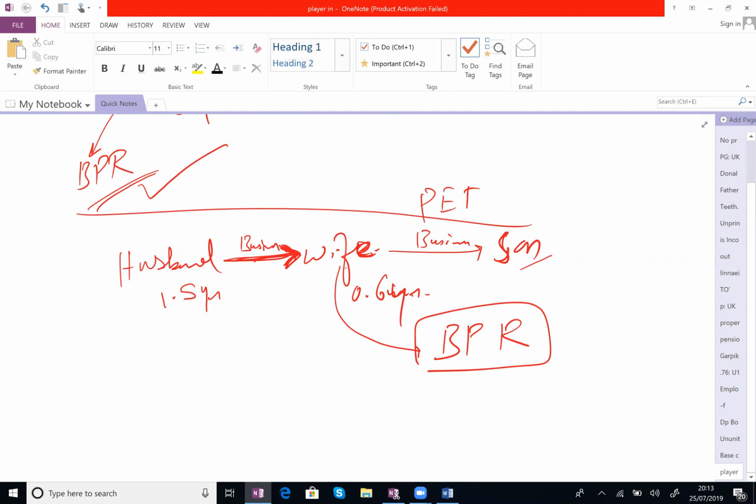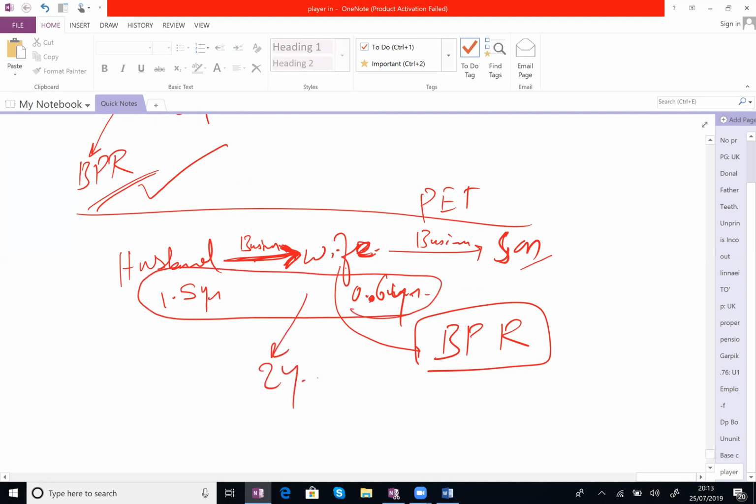BPR eligible. Why? Because she has only 6 months, but when the spouse's ownership period is combined, the combined period of ownership is 2 years. She has 6 months ownership, but when she combines the ownership period of her husband, she has 2 years ownership. So when she gives the business to her son, against this PET, she can get the BPR. Done? Any problem? No.